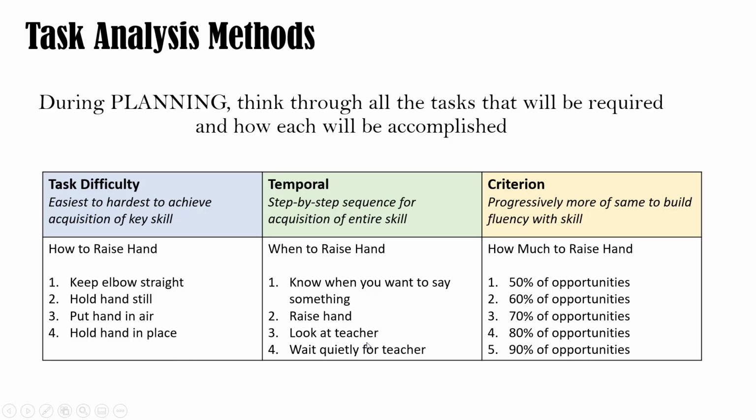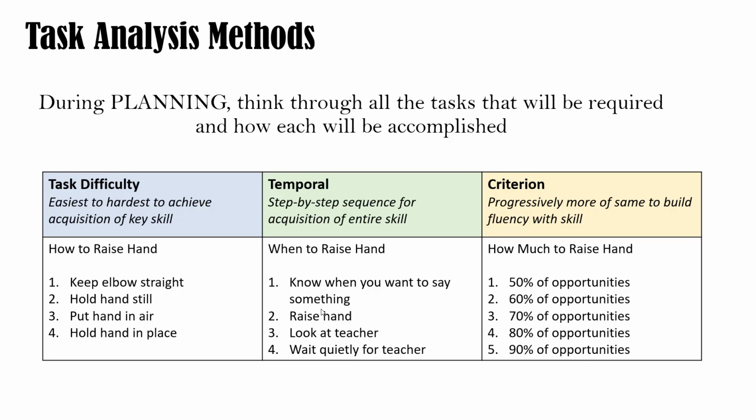After you've done that, you want to make sure you teach a temporal sequence, so a step-by-step sequence for acquisition of the entire skill. So you've taught the person how to raise their hand. Now you need to teach them when to raise the hand. So know when you want to say something, raising the hand, looking at the teacher, and waiting quietly for the teacher. After you've got that temporal sequence down, then you want to make sure that it's happening at the correct opportunities, and it's happening when it's supposed to happen.